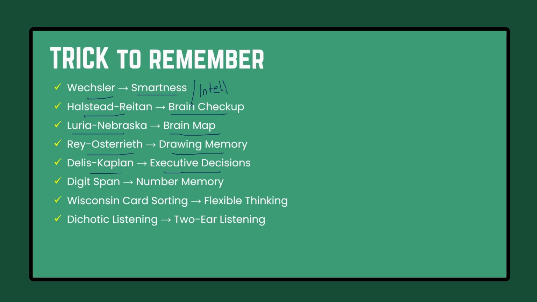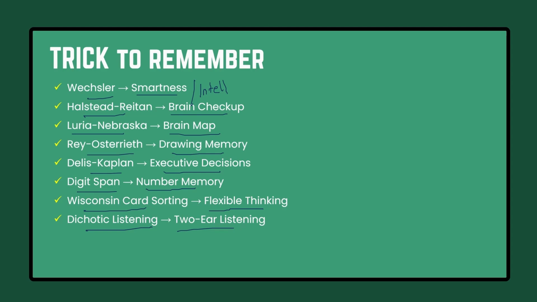You know which are the executive functions. Digit span, where you have to remember the numbers, or the number memory. And then there is Wisconsin card sorting, where there are 64 cards and you have to sort the cards and the rules may keep changing, which means it checks flexible thinking or adaptability. And then there was dichotic listening or two-ear listening. So these were the tests.